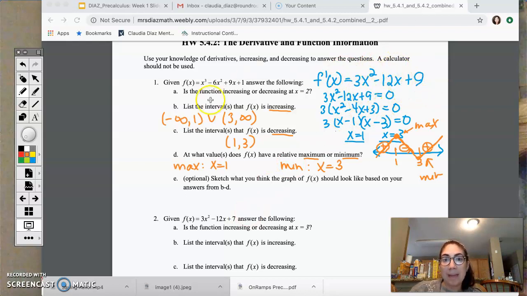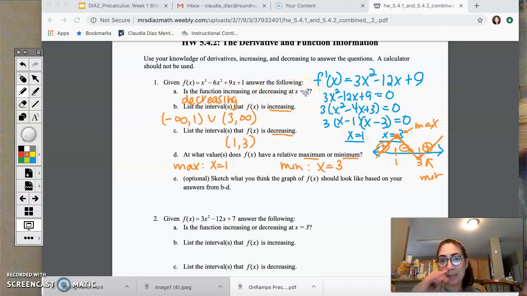Now, part A does ask if the function is increasing or decreasing at x equals 2. Well, in that interval between 1 and 3, I would say it is decreasing. But you have to be careful, because it can't ever be decreasing or increasing at just a single coordinate. We need an interval.